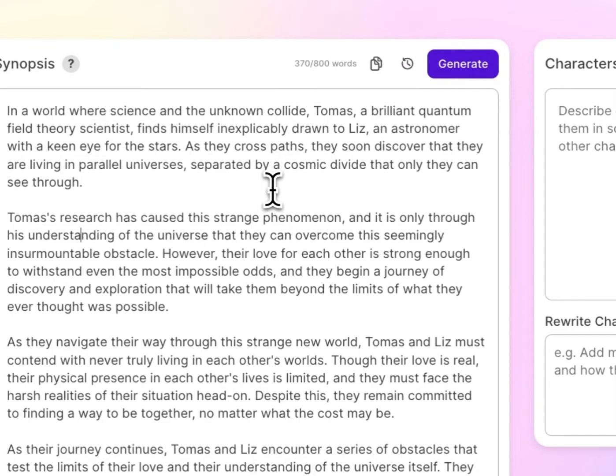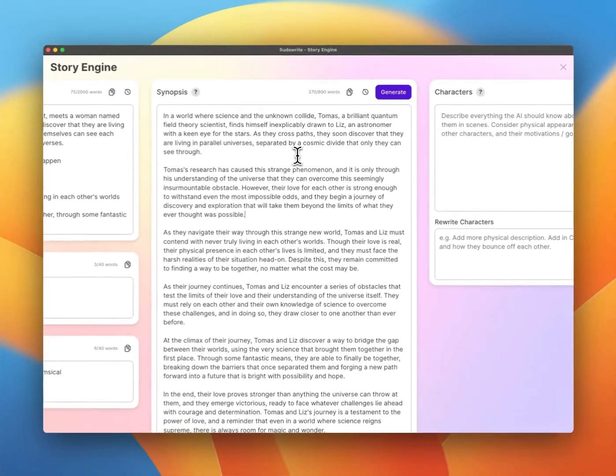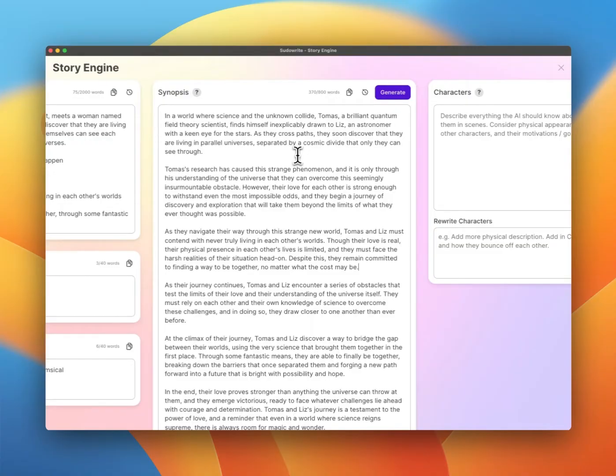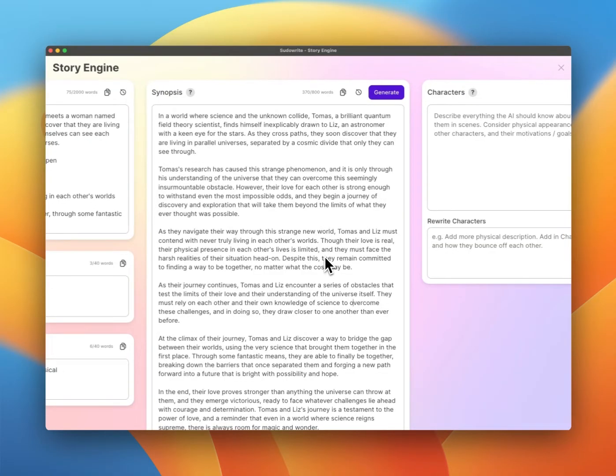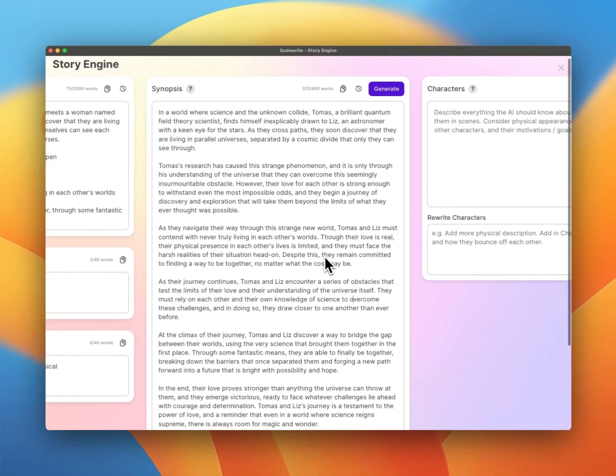Great. And at this point, you can also edit this, and we highly suggest this. Just think of this as the first draft from the AI, and you can go in and edit. I'll usually do that, but in this case, let's just move on.